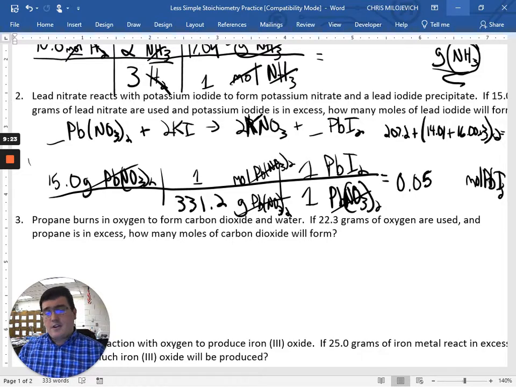See, it's just using factor label, just in a slightly different way. Just remember, you first need to be looking at moles. You have to have everything else canceled out before you can convert your substance, before you use that balanced chemical equation.